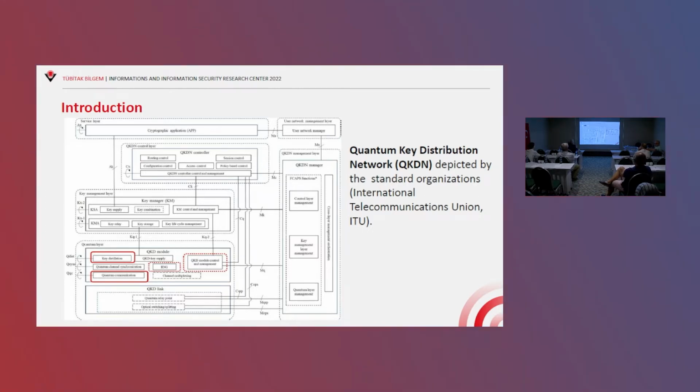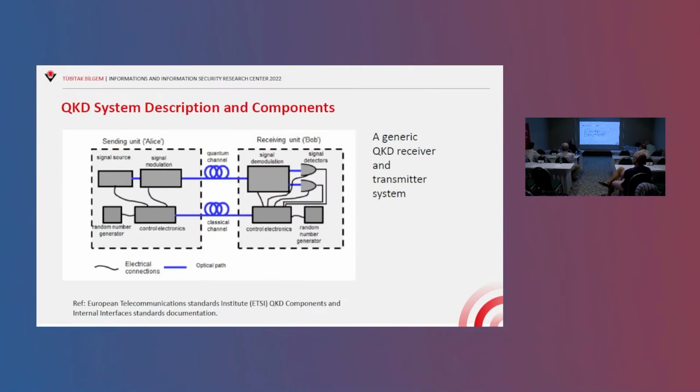In this standards protocol, this box, which we call the quantum layer, includes all the functions of generating keys and encoding qubits. This general diagram also depicts how this quantum layer communications box is interfaced with the other layers of the protocol. So this is a typical QKD system, with its components. As we mentioned, there is a sending unit, a transmitting unit, which we call Alice, and also there is a receiving unit, which we call Bob.